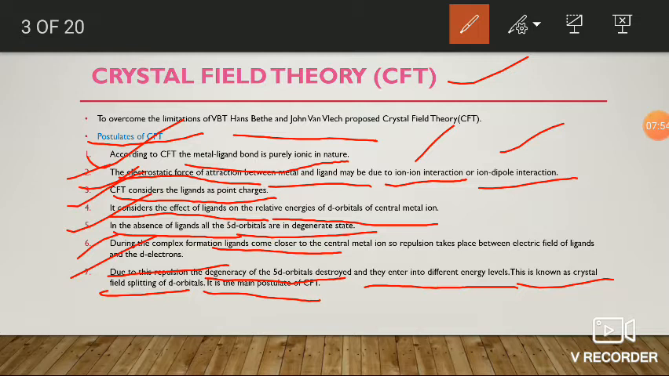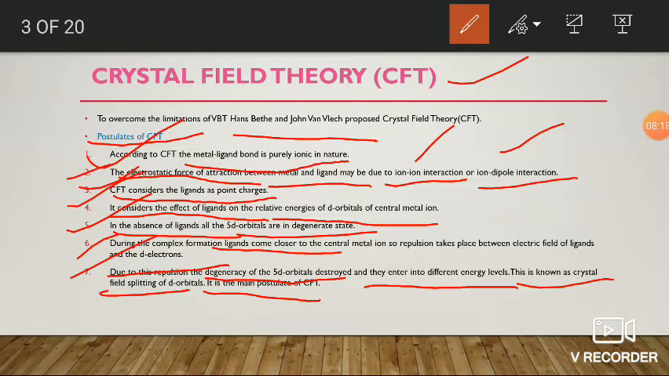That is, in the presence of ligands, or in the presence of the electric field of the ligands, splitting of the d orbitals of the central metal ion takes place. This is known as crystal field splitting of d orbitals. It is the main assumption in crystal field theory.